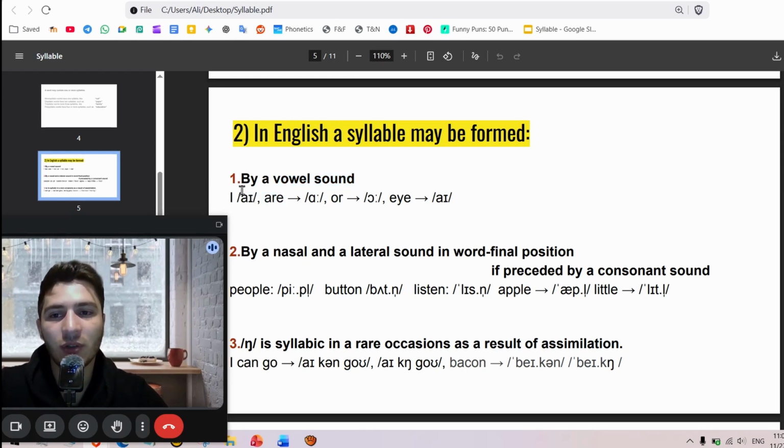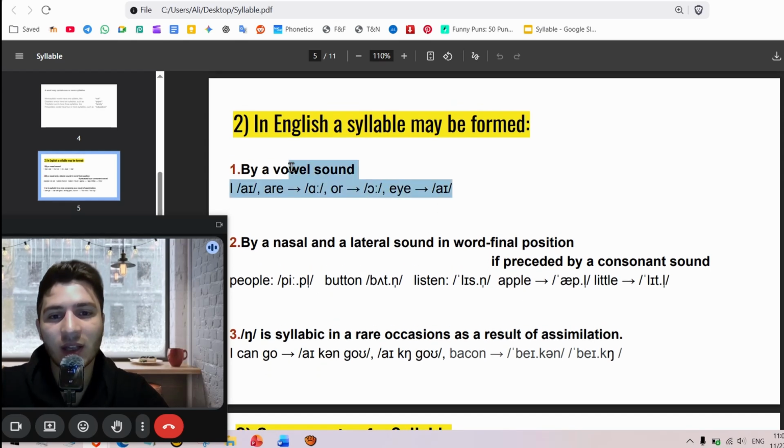The first rule is valid. For example, if we say I, there is a diphthong, and that's why it is considered a syllable. Or if we say R, or if we say I, still we can see the use of vowel sounds. That's why we can see the formation of syllables.